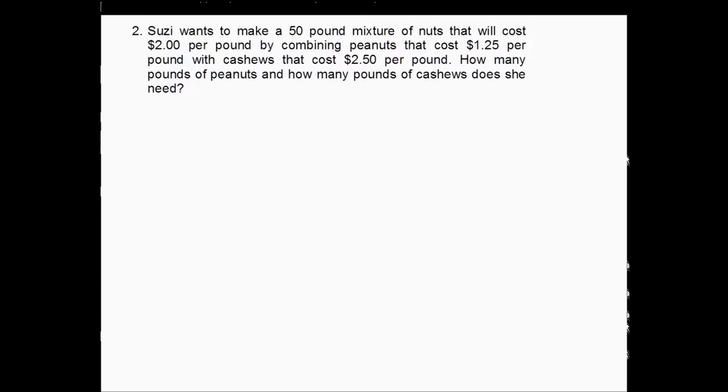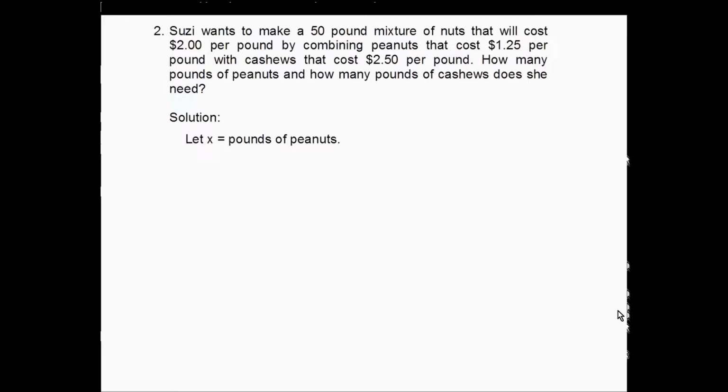Number 2. Susie wants to make a 50-pound mixture of nuts that will cost $2 per pound by combining peanuts that cost $1.25 per pound with cashews that cost $2.50 per pound. How many pounds of peanuts and how many pounds of cashews does she need? Notice in this problem, unlike the previous one, we're told what the total weight is going to be at the end. We're looking for the weights in the beginning. Remember, when we have money, the money is going to multiply a weight. So I'm going to let X equal the pounds of peanuts. Remember, in the end, she's supposed to end up with 50 pounds of nuts. So if it's X pounds of peanuts, it's 50 minus X pounds of cashews.